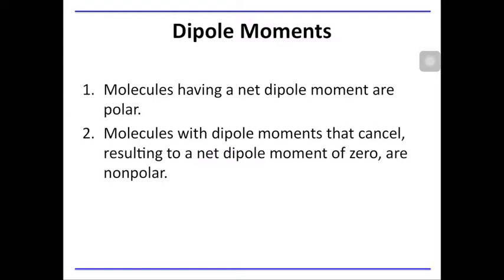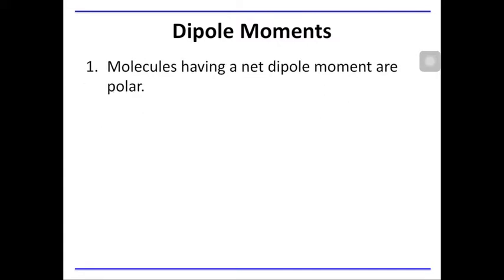Rule number two is molecules with dipole moments that cancel, resulting in a net dipole moment of zero, are nonpolar. So even though there are molecules with dipole moments, if their dipole moments cancel, take note that dipole moment is a vector quantity, meaning they can cancel if their directions are opposite to each other. So if the dipole moments cancel, then the molecule is nonpolar.